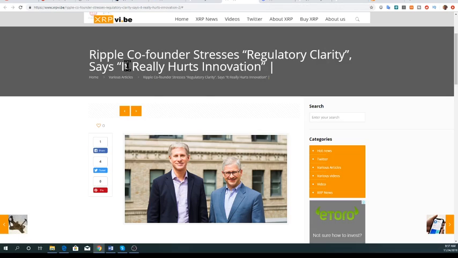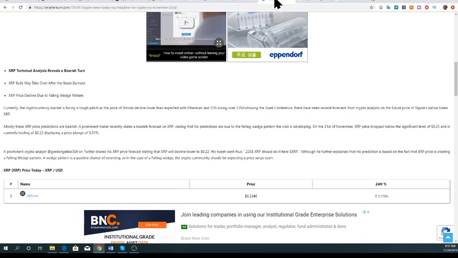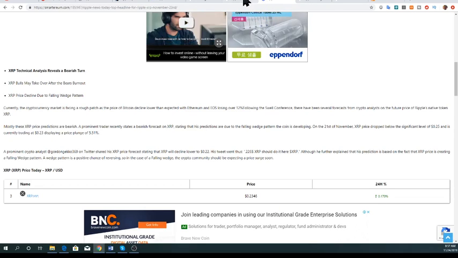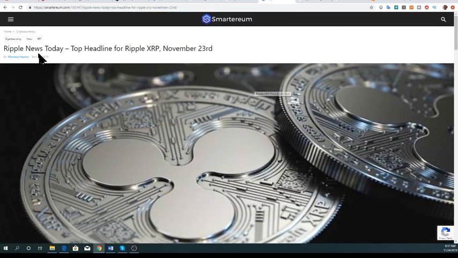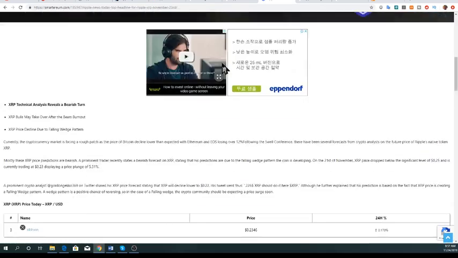Now this one is from XRP Vibe, which shows that a Ripple co-founder stresses regulatory clarity, says it really hurts innovation because there is no regulatory clarity currently in the US, and they are highlighting that. Now this one is related to XRP, showing Ripple news. What is the headline for today?